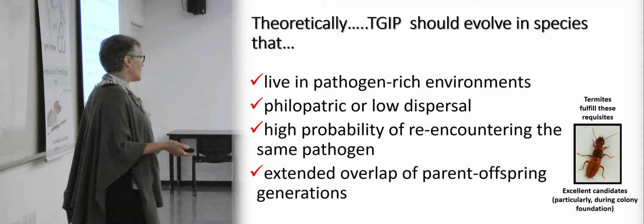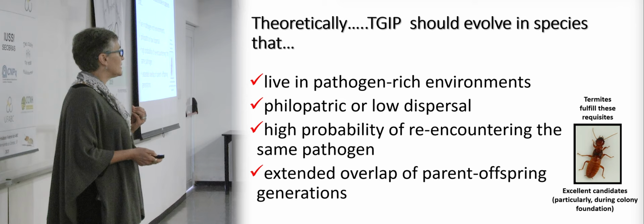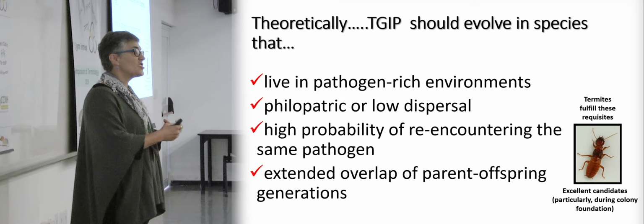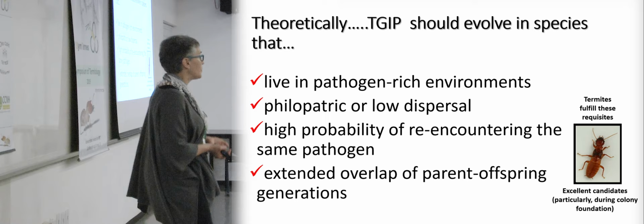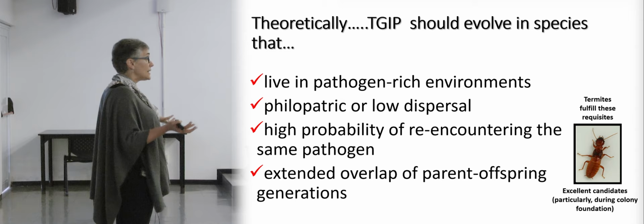So termites are excellent candidates to look for TGIP, particularly during the incipient stages of colony foundation. The reason for that is that when you're just starting with a king and a queen and nothing else except wood, that's when parents should really be asked to make these decisions. Shall I put a lot? Shall I put immunity? Shall I put something else into these contributions to my offspring? There are no workers to take away the pressures, so parents by themselves need to make these decisions.